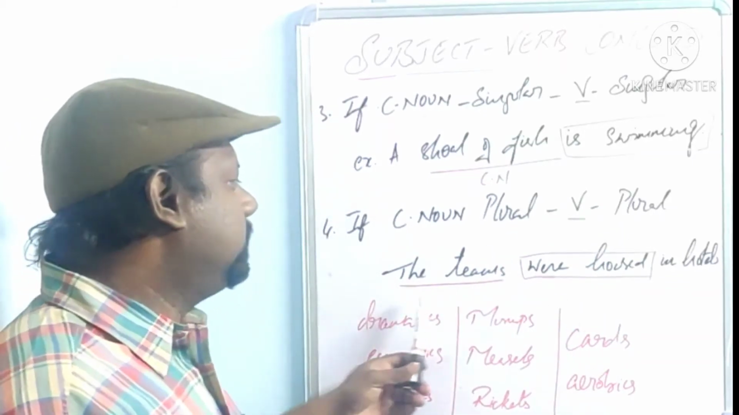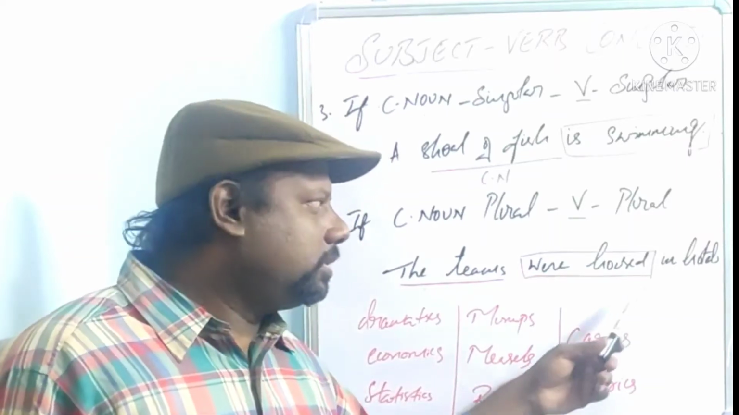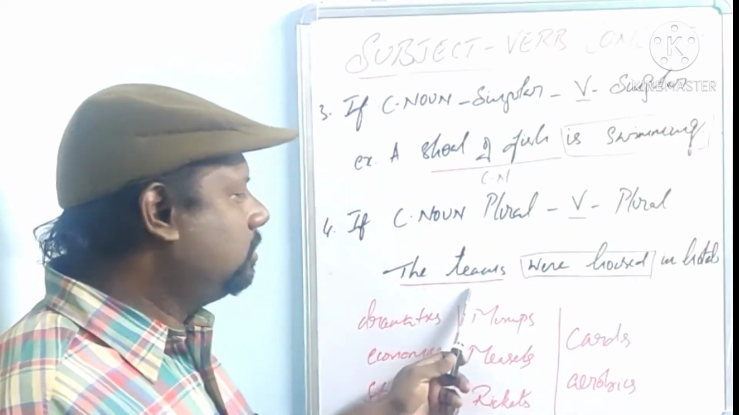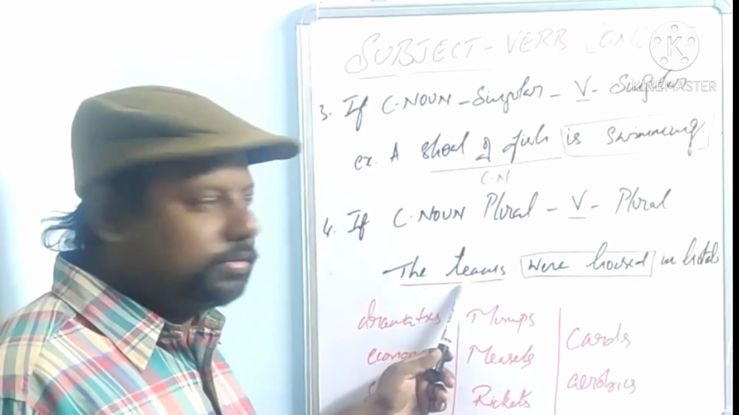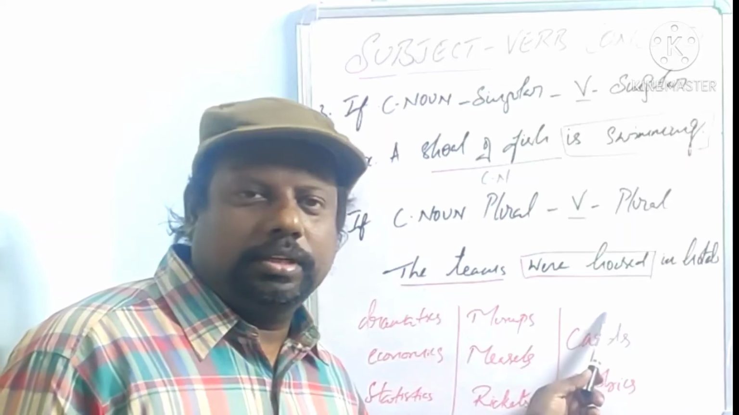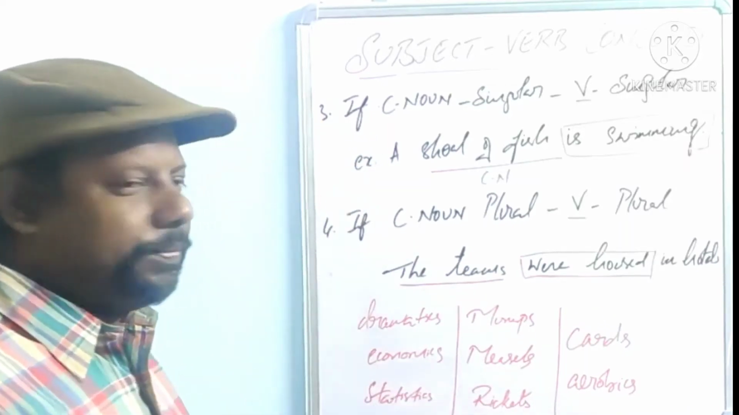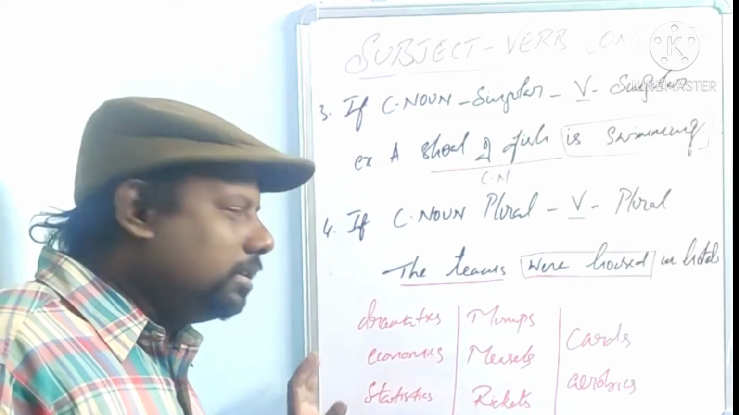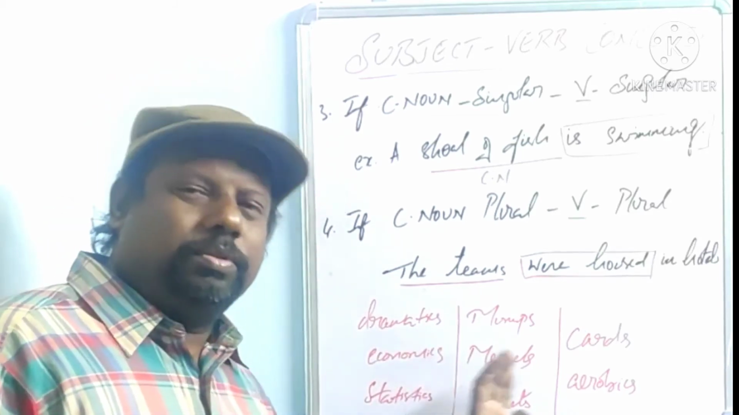How? The teams were housed in hotels. The teams were, the teams. So team is a collective noun. The teams were, so that's why it takes the plural, were housed. Understood? And we have certain words here in the form of subjects, in the form of diseases, in the form of games.